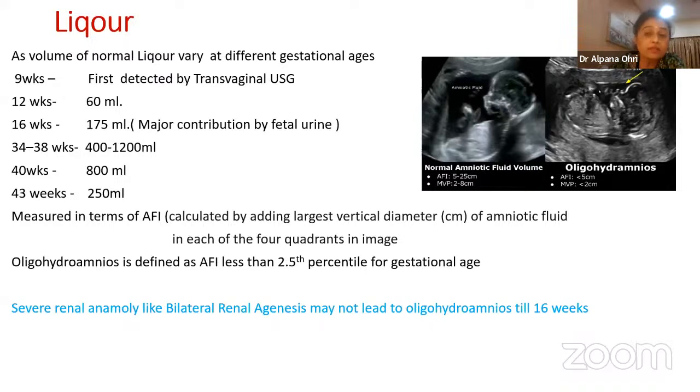Now, we do not say liquor in absolute volumes. We talk in terms of AFIs. And we know that they are measured in 4 quadrants, and roughly per quadrant 2 centimeters is the limit. And for 4 quadrants, 8 centimeters is the limit. Actually, if we have to be very, very particular, we again have to use nomograms even for AFI. And oligohydramnios will be defined as AFI less than the 2.5th percentile for gestational age.